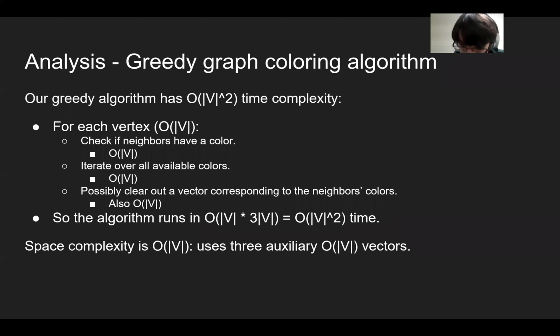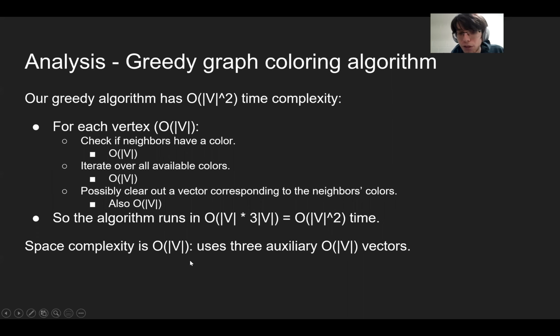Okay, now we're going to analyze this. So yes, the greedy approach has O(V squared) time complexity. The reason why is we loop through all vertices. And for every vertex, we check if the neighbors have a certain color, which takes O(V) time because we have to check all its neighbors. And we have to iterate over all possible colors. And remember, with a complete graph, for example, the number of colors is the number of vertices. So that's why this is also O(V). And you might have to clear out the vector corresponding to the neighbors' colors. That's also O(V) time. So the algorithm runs in O(V squared) time.